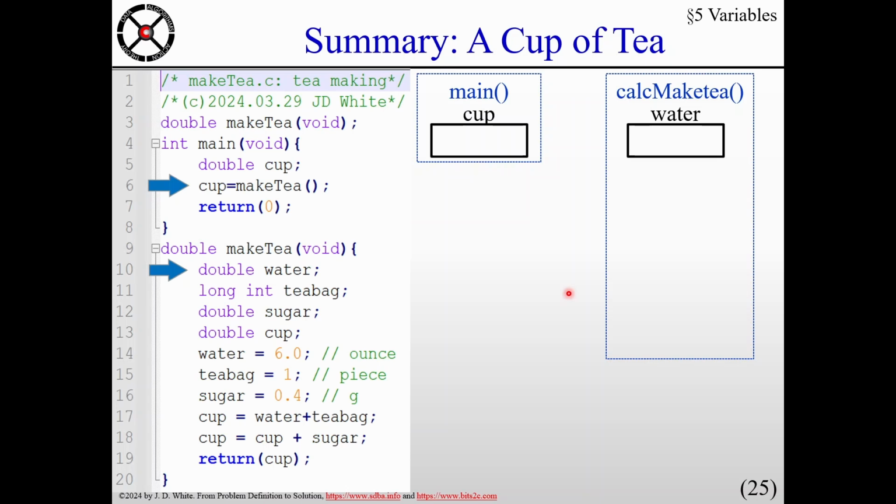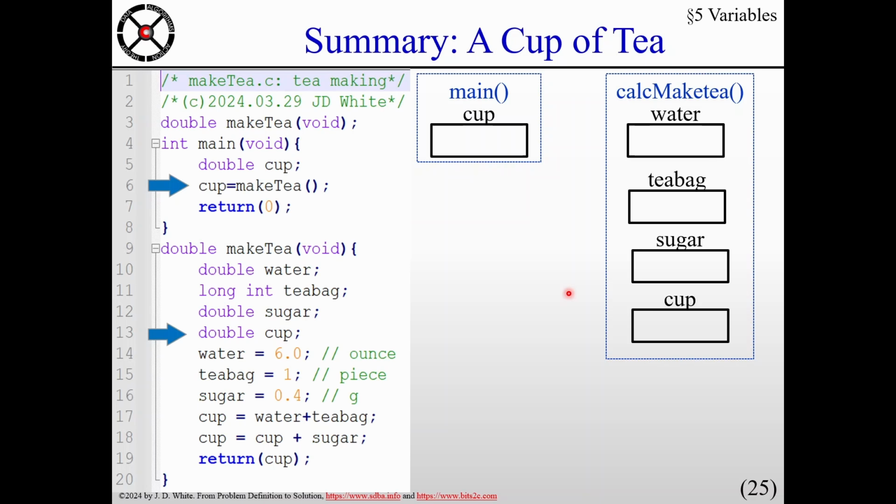To make tea, I need some water, so I need a container to put my water in, a container to put my tea bag, a container for my sugar, and a container for the cup. Note these two cups are different. They're not the same cup. They're not connected.